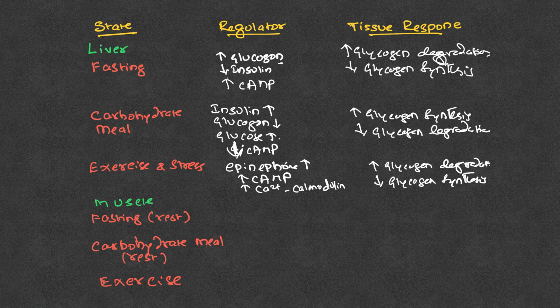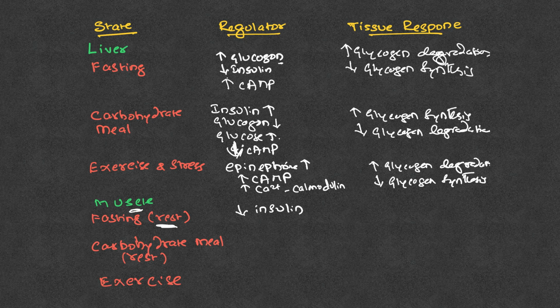Now let us move on to see what will happen in the skeletal muscle whenever we are in fasting condition. Note that when we are in fasting and restful situation, like fasting and resting, there is a decrease in insulin, so insulin levels will be decreased and glucagon levels will be increased, but we don't need to write glucagon here because muscles don't have glucagon receptor, so it's not relevant here. So there is decrease in insulin under fasting condition.